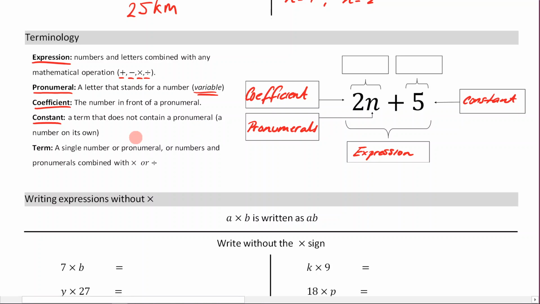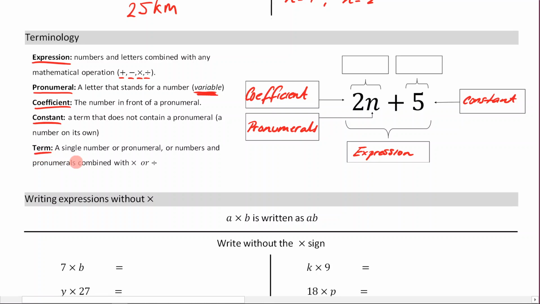And we should think about constant as being an antonym to the word variable, because they mean the opposite thing to each other. So a variable changes, but a constant is constant. It never changes. So you're always going to be plussing 5 here. But this n here could represent any number.